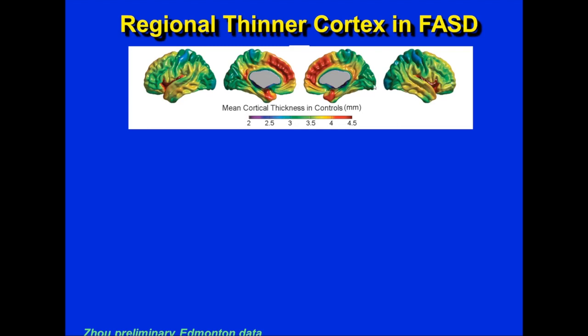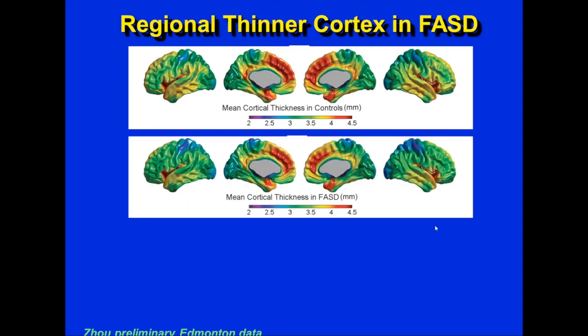You can see that the brain does have variations in thickness just in healthy controls, and that's normal. If you look at FASD subjects, you can see a very similar pattern. The parts that are supposed to be thicker, like here, are thicker, and parts that are supposed to be thinner are thinner indeed. So the overall pattern is very, very similar to controls.